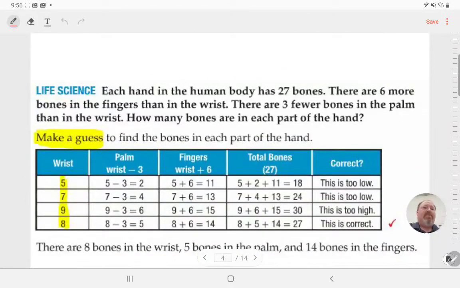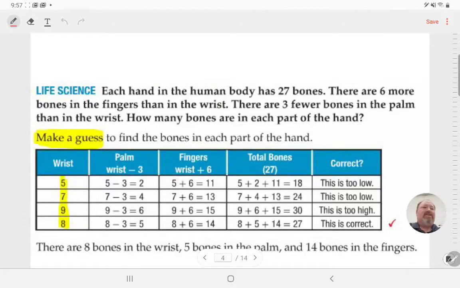Each hand in the human body has 27 bones. There are 6 more bones in the fingers than in the wrist. There are 3 fewer bones in the palm than in the wrist. How many bones are in each part of the hand? So we can make a guess to find the bones in each part of the hand. Okay? So we could set up a little table here.